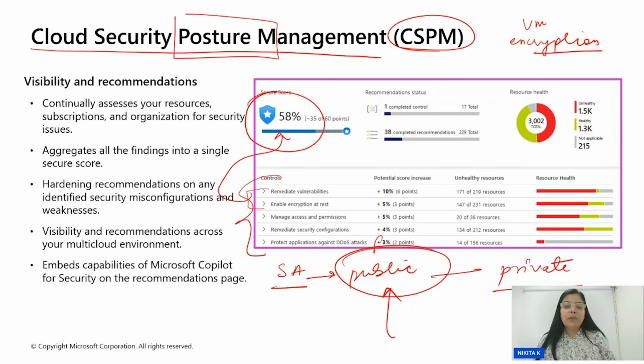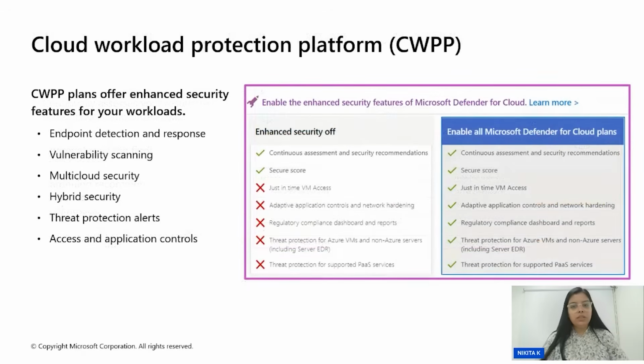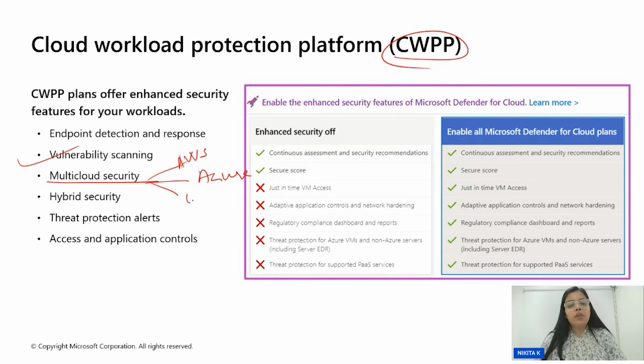So all the recommendations it will give, you can even collaborate or connect with the Copilot to better understand the recommendations and to better improve your posture management. Next is your CWPP, which will be your actual workload protection, doing the vulnerability scanning. As I said, it's a multi-cloud security. So whether your resource is created on, let's say, AWS, whether it is on Azure, whether it is on-prem, anywhere, it will give the security for the same.